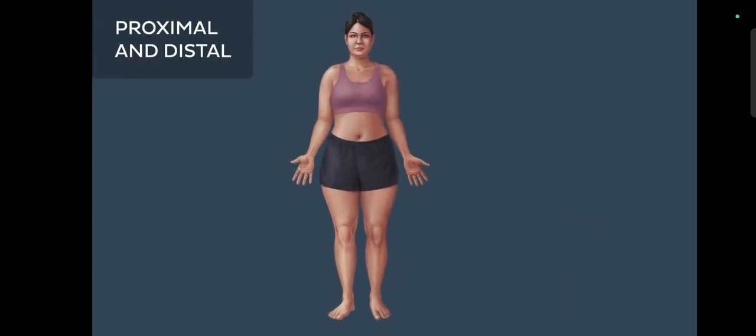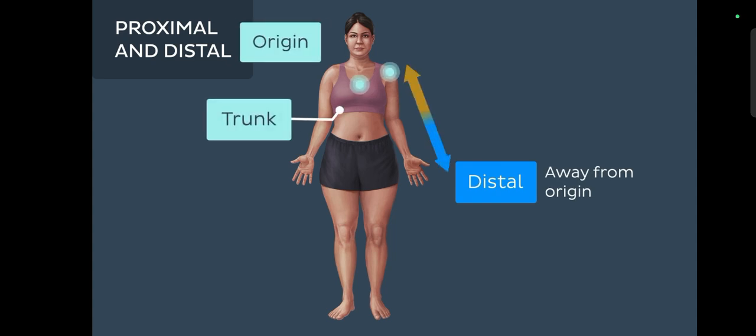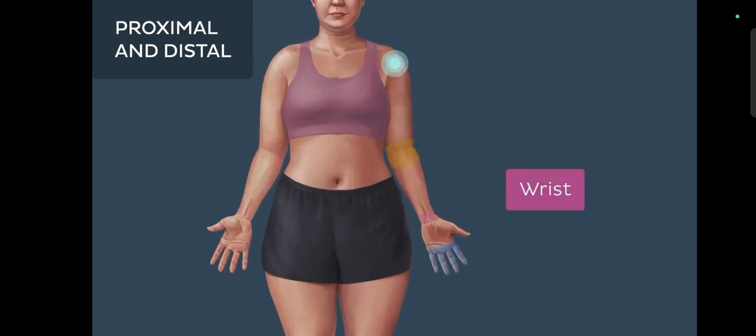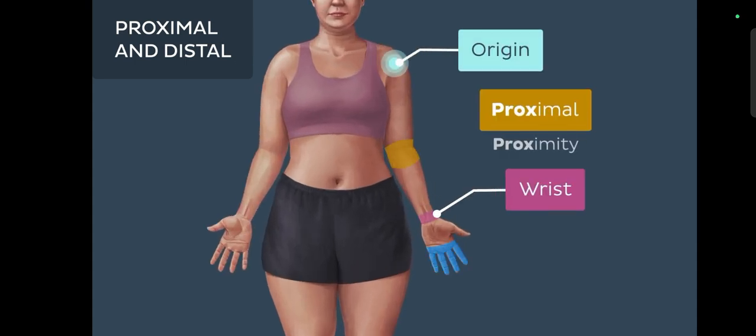Next in our arsenal of terms are proximal and distal. Distal means that it is away or distant from the trunk or the point of origin of a certain structure. Proximal means that it is closer, or in proximity to the trunk or point of origin. So we can say that the elbow joint is proximal to the wrist joint, and the fingers are distal to it.